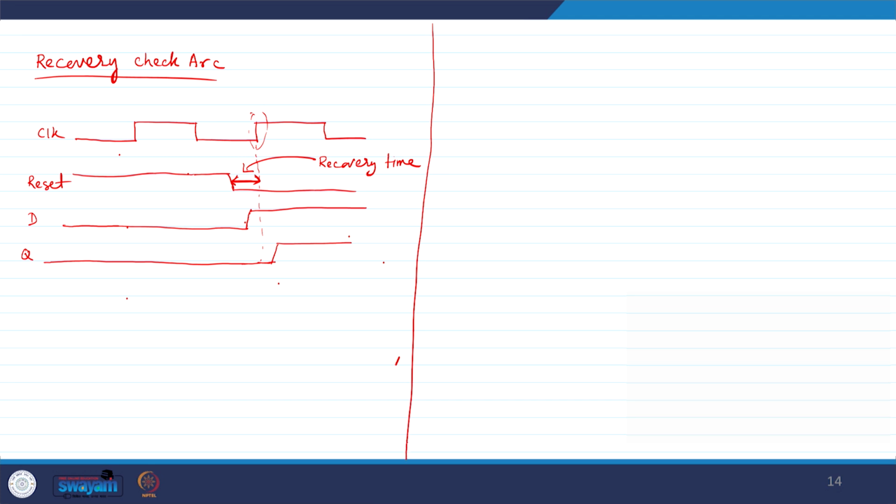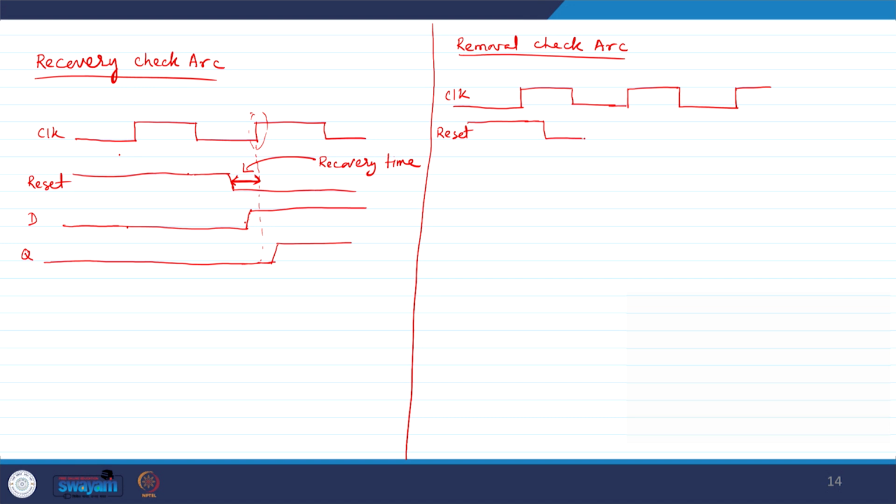Okay. So, this is all about recovery check arc. Now, we will discuss the removal check arc. Here we have a clock edge. We are drawing the clock first. This is clock. Now I am drawing the reset signal. The reset is deasserted after the rising edge of the clock, and whenever you are deasserting the reset, what is the minimum time after the rising edge of the clock it should be deasserted, so that the output will be 0? What is the minimum time my reset should be deasserted after the rising edge of the clock such that my Q should be 0?